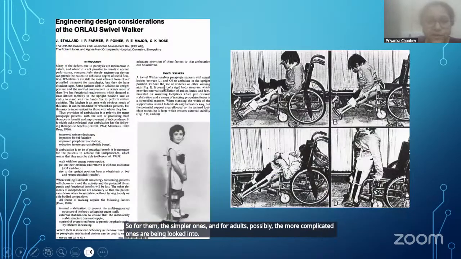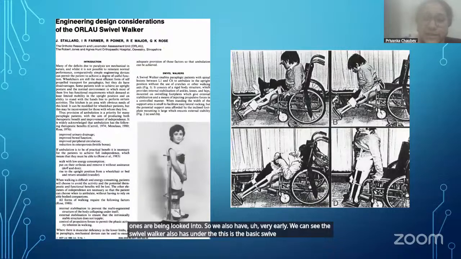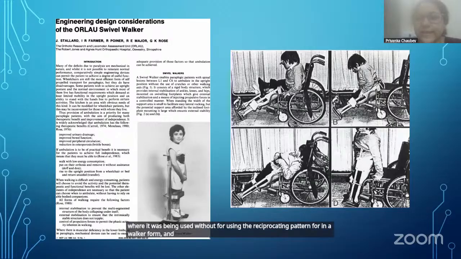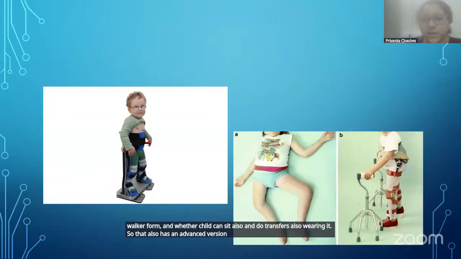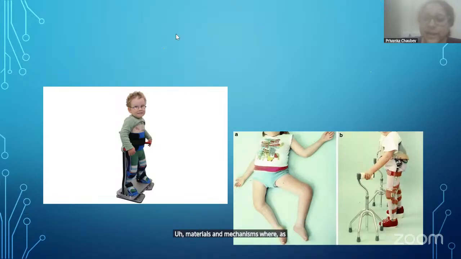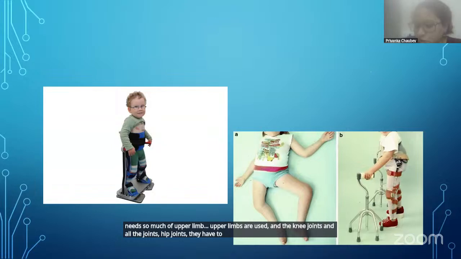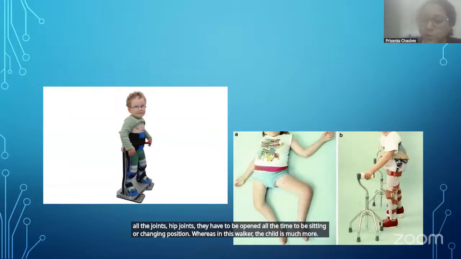We also have, very early, the swivel walker. This is the basic swivel walker when it started, where it was being used without the reciprocating pattern, in a walker form, and where the child can sit also and do transfers also wearing it. That also has an advanced version now with more lightweight materials and mechanisms, where, as you can see, the child on the right side needs so much of the upper limbs, and the knee joints and hip joints have to be opened all the time to be sitting or changing position. Whereas in this walker, the child is much more independent.